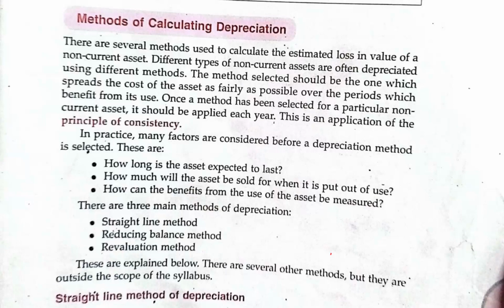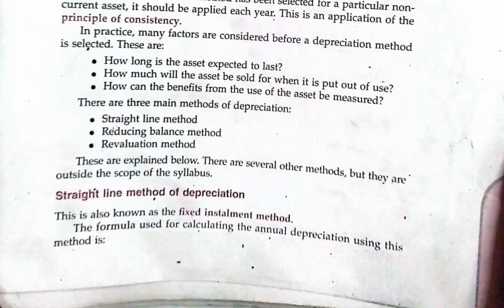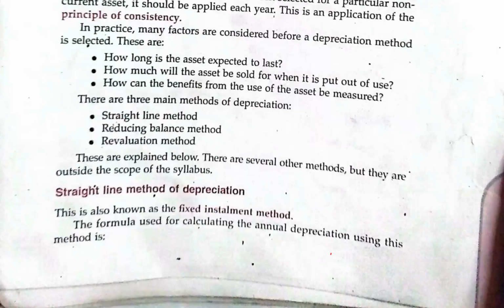And the following are the methods that we use to estimate. There is the straight line method, the reducing balance method, and the valuation method, three of them. Of course, when you consult literature, you may find that there could be other methods, but these are the main ones that we have in accounting, in the meantime. They are the most prominent, actually. They are the most outstanding.